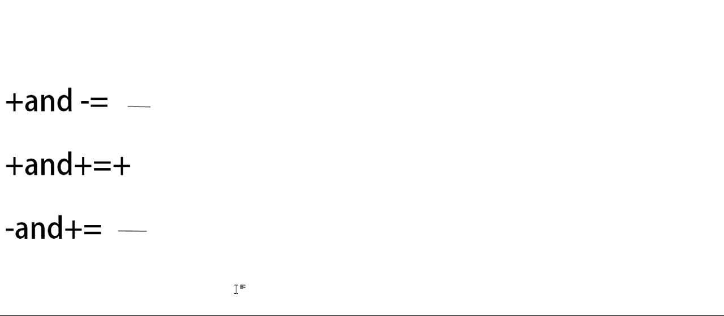And minus, if both the terms have minus sign in front of them, then it will always be plus. So this is the operation that we have to do. This is the operation that we need to do.